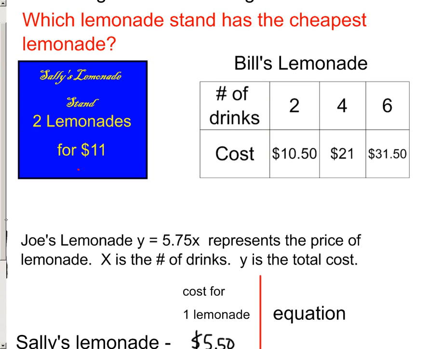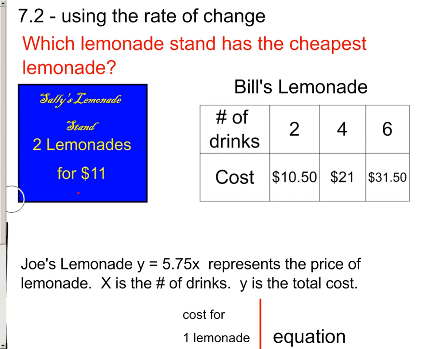Let's take a look at Bill's table. To make this problem a little more effective, we've not given you the price of one drink. If I take the cost and divide it by 2, I would get $5.25. If I take 21 and divide it by 4, I would get 5.25. And if I take 31.50 and divide it by 6, I would get 5.25. That tells me it's a proportional relationship. The rate of change, I'm just going to put ROC, is the same all the way through. So my rate of change is constant. As a result, it's proportional.